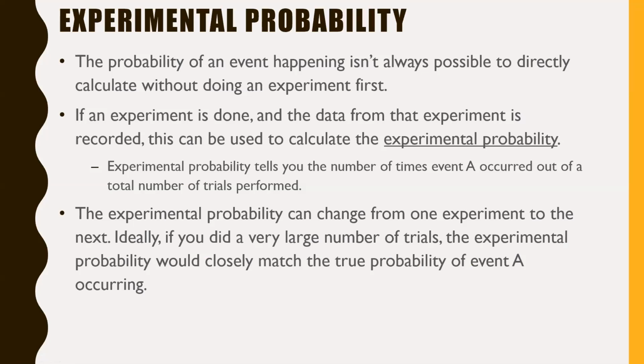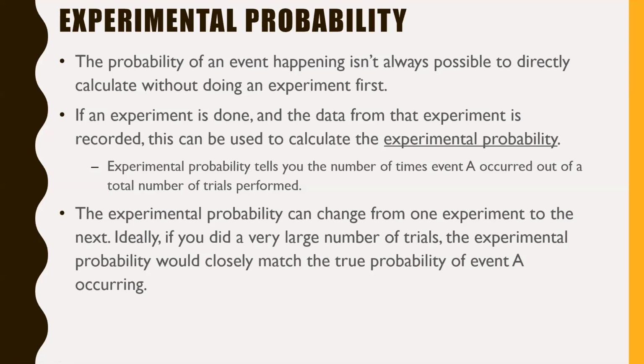The probability of an event happening isn't always possible to directly calculate without doing an experiment first. In that last question, we knew what socks were in that drawer, right? So we could find the probability of picking a red sock. There's no arguing on that one, right? But if we didn't know all the parameters and we had to do an experiment, then what we're actually finding is called an experimental probability.